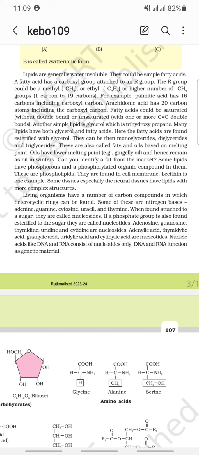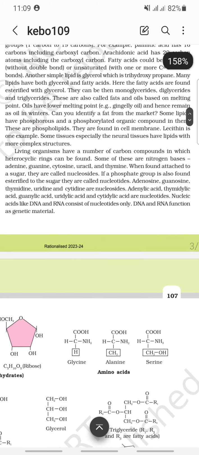Some lipids have phosphorus and a phosphorylated organic compound in them. These are phospholipids. They are found in cell membrane. Lecithin is one example. Some tissues, especially the neural tissue, have lipids with more complex structures.